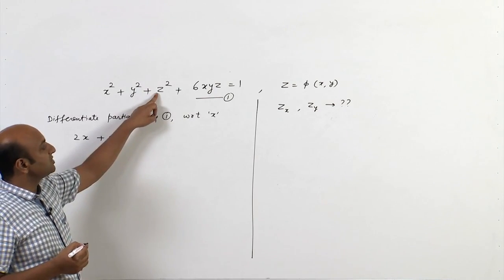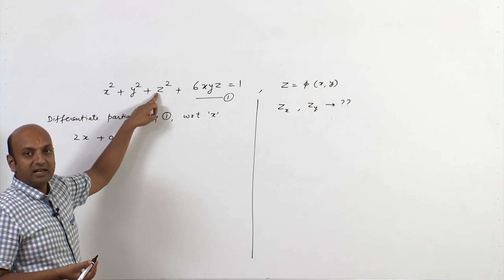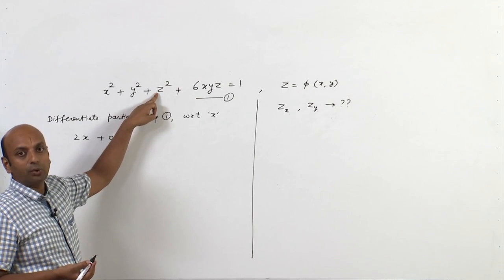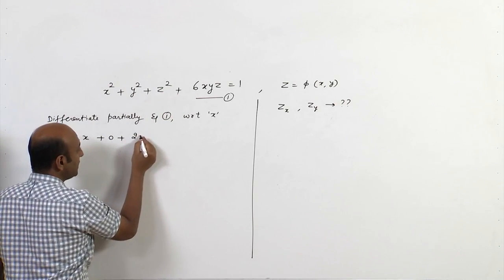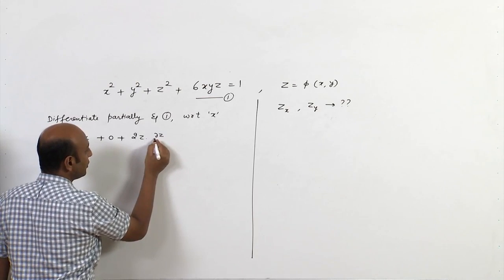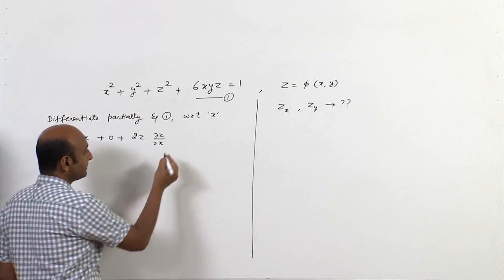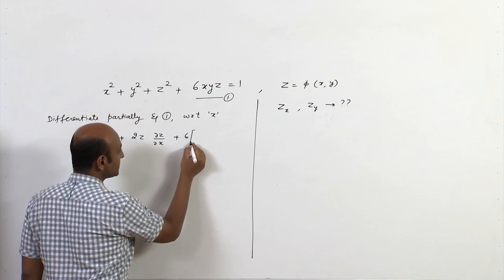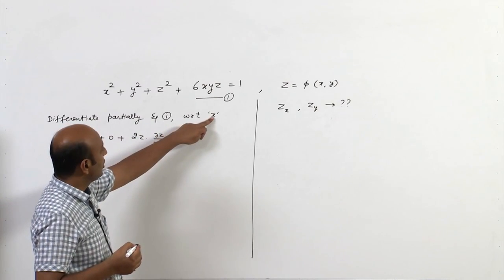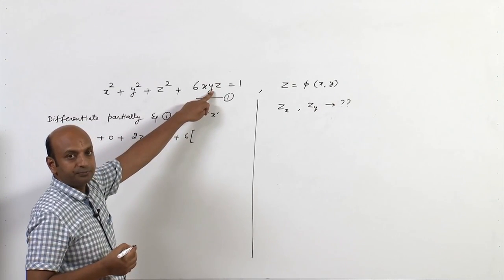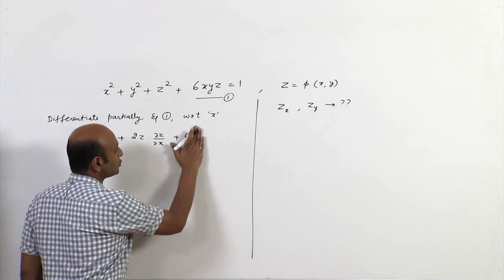Now, z is a function which depends on x and y. So, the partial derivative of z with respect to x will not be 0. It is t square, which means 2t, that is 2z into del z upon del x, plus 6 times. Now, when we differentiate partially with respect to x, we will take y as constant, because y is independent of x. So, we can take y also common.